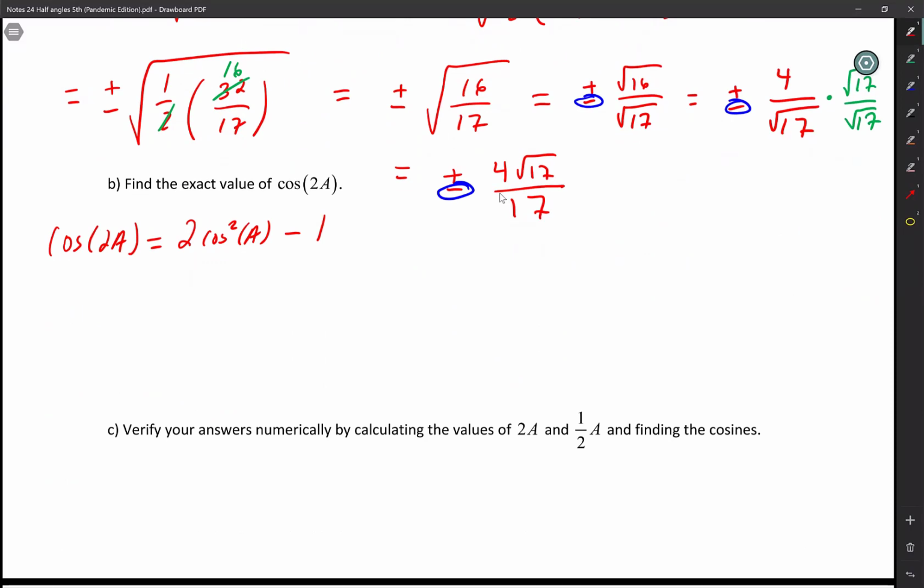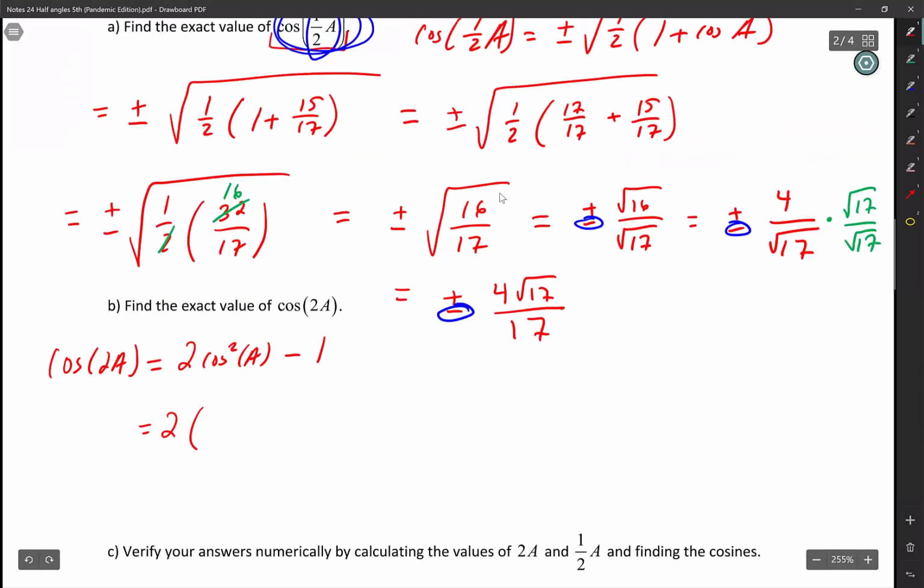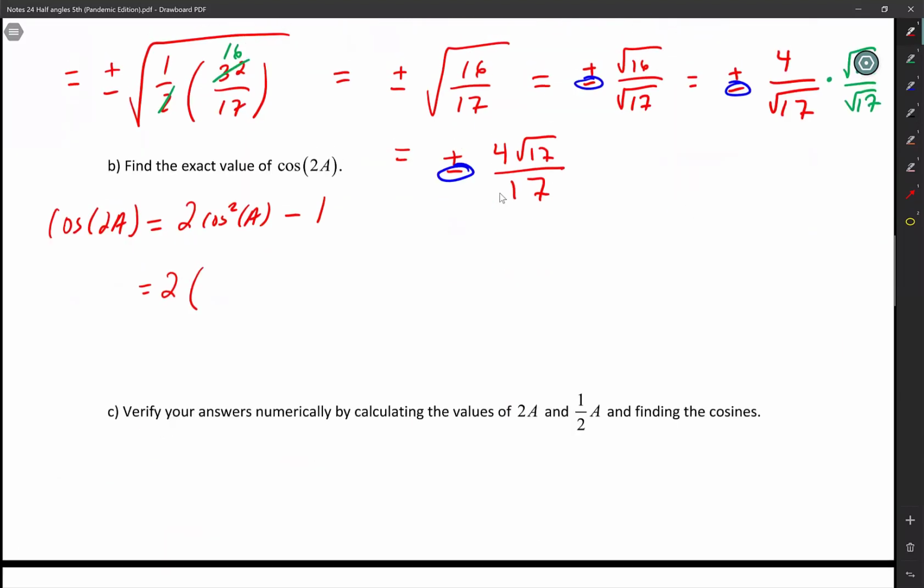So here we go. We're just plugging in. 2 open parenthesis. What is cosine A? Cosine A is 15 over 17. I'm going to square it, minus 1. Hopefully I remember how to square the 15 and the 17 there. 15 squared, I know for a fact that one's 225. Now, 17 squared, I want to say is 289. I'm going to check myself in a little bit.